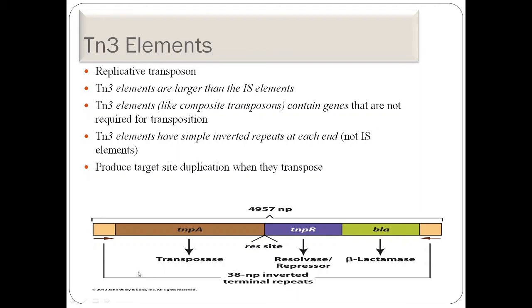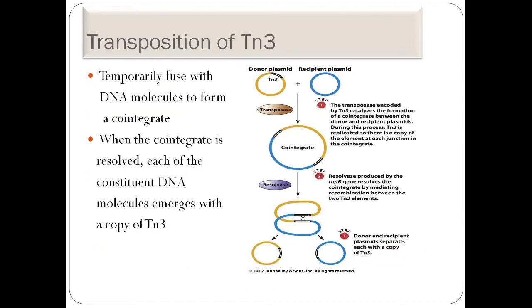And beside these three, what will be present? Inverted terminal repeats will be present. Transposase, resolvase and beta lactamase. These three genes are important in the replicative transposon. So these three genes plus inverted terminal repeats make up the example Tn3.